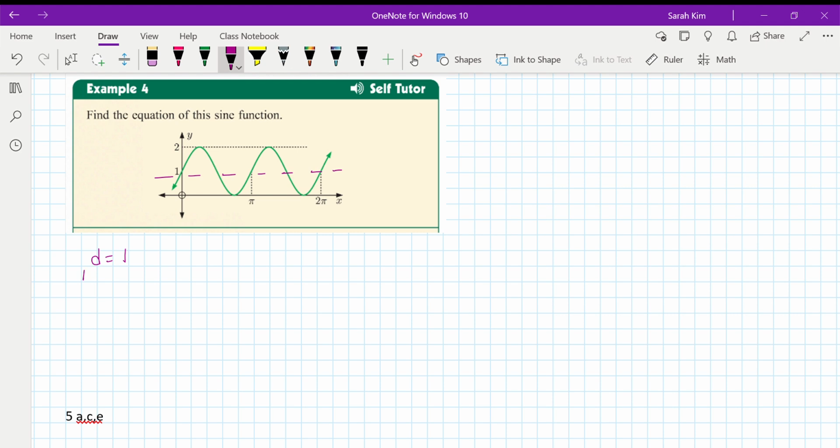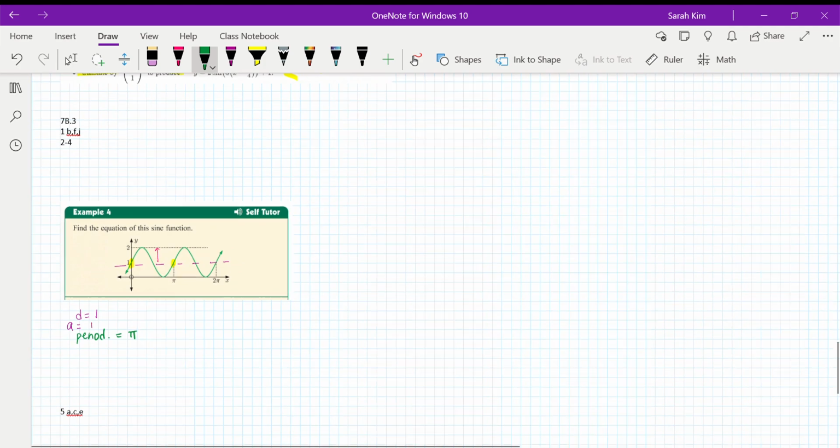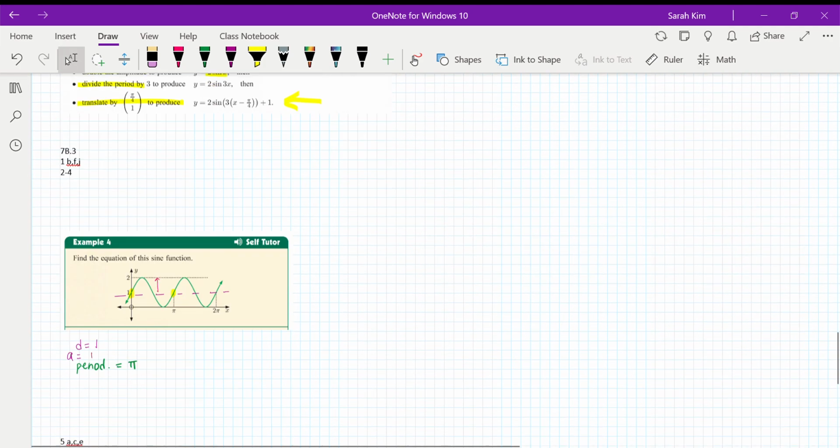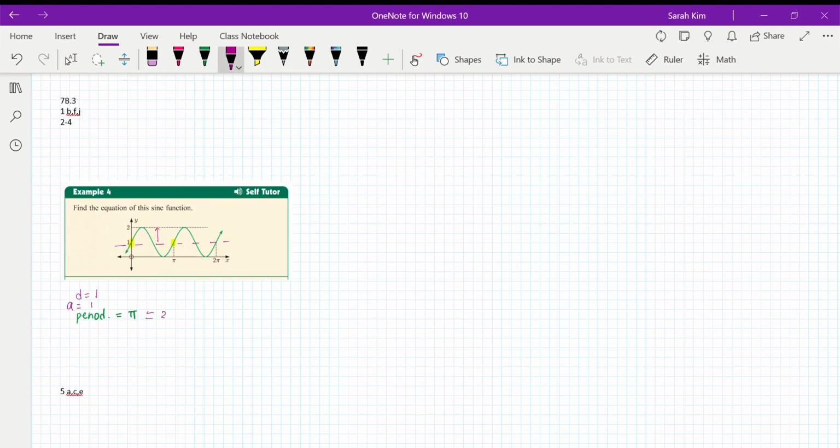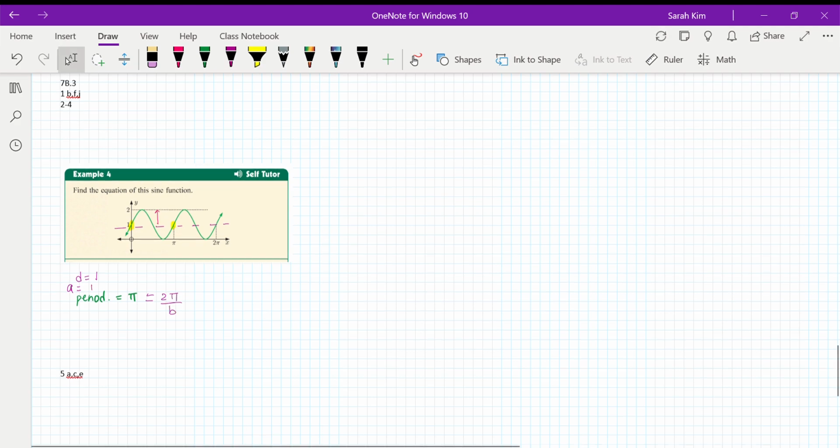My amplitude, so my A, is going to be this height, 1 to 2, so it's going to be 1 again. Let's figure out my period. If I started from here, I need to find another point that is exactly the same, which is pi. Great. So I think the period was affected by, what was it? 2 pi over b, so that should be 2 pi over b. So I should be able to figure out b.